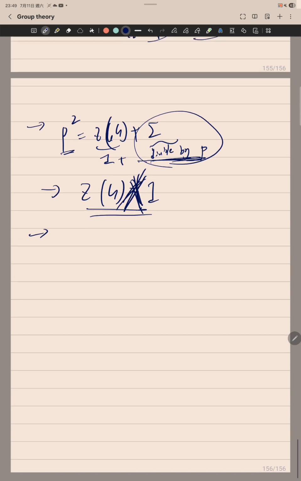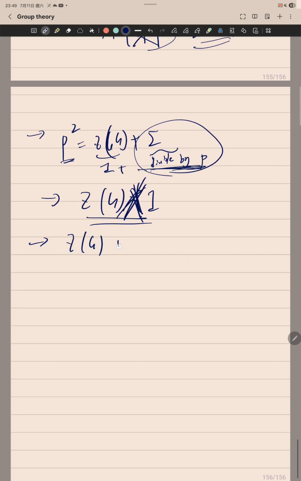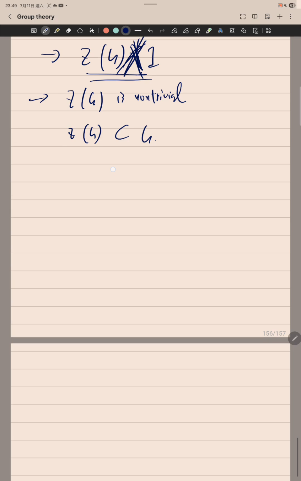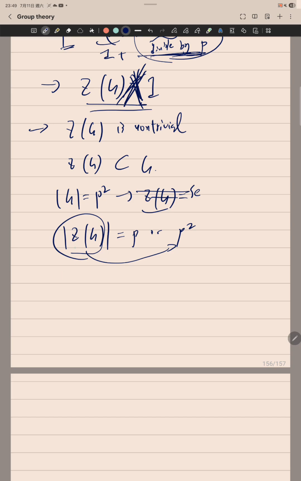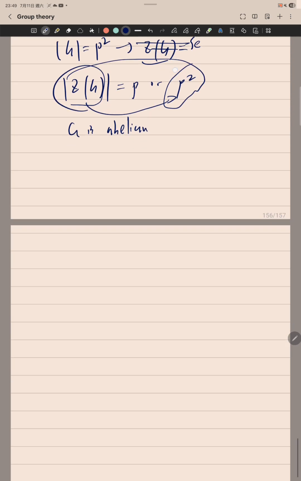Okay, so from here we know that the center of G is non-trivial. But the center is a subgroup of G, and G is of order p squared. So the order of the center is either p or p squared. If Z(G) is p squared, then everything commutes, right? So then G is abelian. So this is the first case.